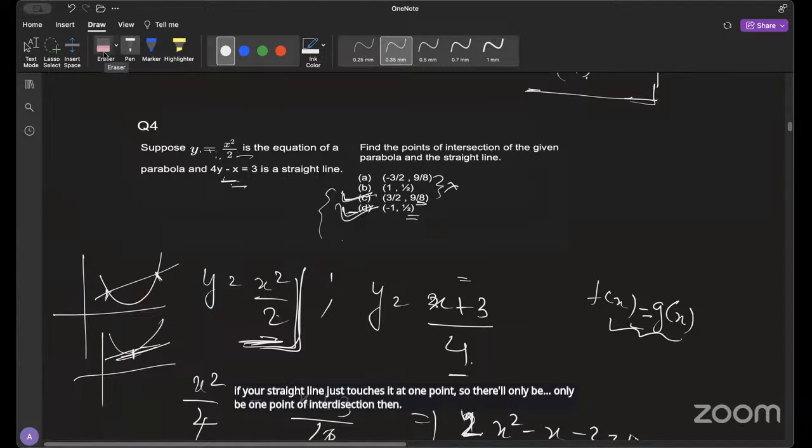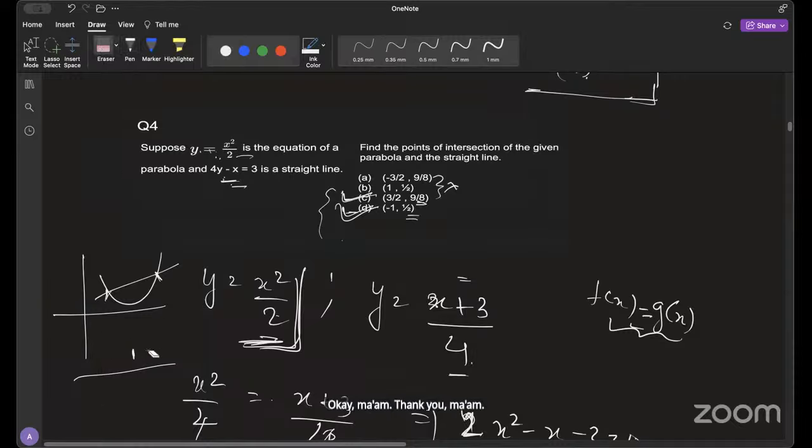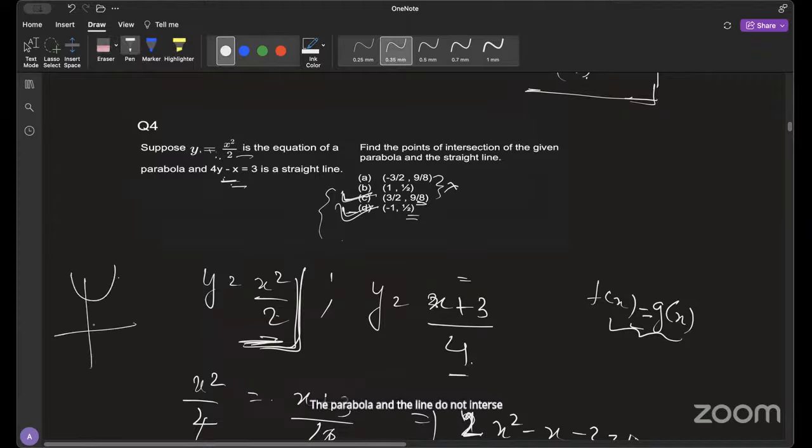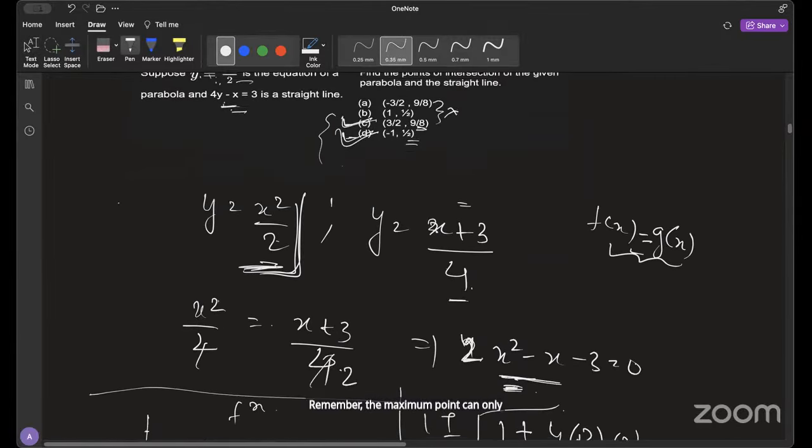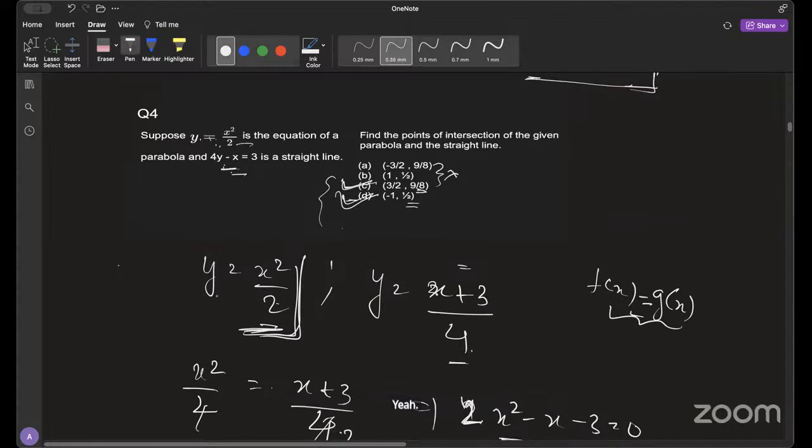Okay, ma'am. Thank you, ma'am. It's also possible that the parabola and the line do not intersect at all if it's like this, and they don't intersect at all. But in this case, they do intersect. Ma'am, but the maximum number of points can only be 2. It cannot be 3 until and unless it's a cubic equation.